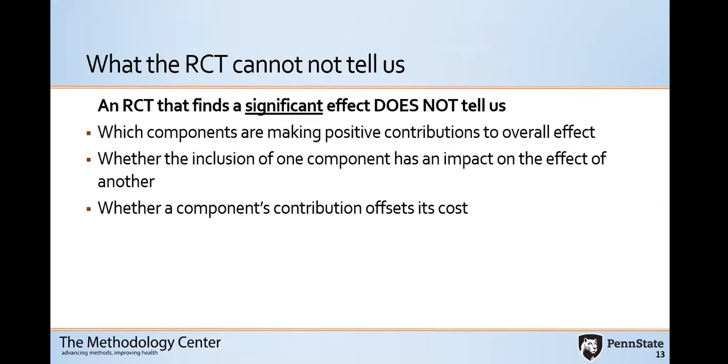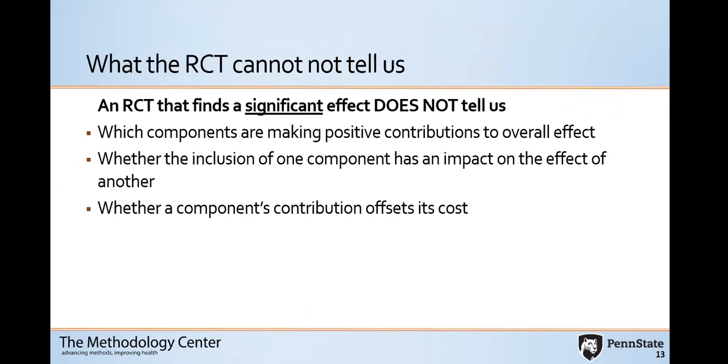We can't tell whether a particular component's contribution offsets its cost, and that can be very important. Now, in some interventions, the components all have about the same cost, but there are other types of interventions where one component may be much more expensive than others. One example of an expensive component is motivational interviewing. That's a very popular component for inclusion in interventions these days, and it works great, but in order to work great, it has to be done properly. And to do motivational interviewing properly requires having highly qualified staff and training them really well.